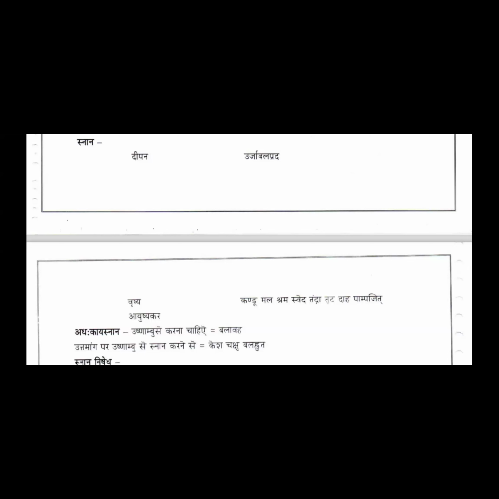Kesha chakshu balahrit. It will cause hani to Kesha and Chakshu. That is why for Uttamanga, you're not supposed to use Ushnambu. And for Adakaya, you're supposed to use Ushnambu because it is going to provide Bala. Okay. Next is Snana Nisheda, he says.